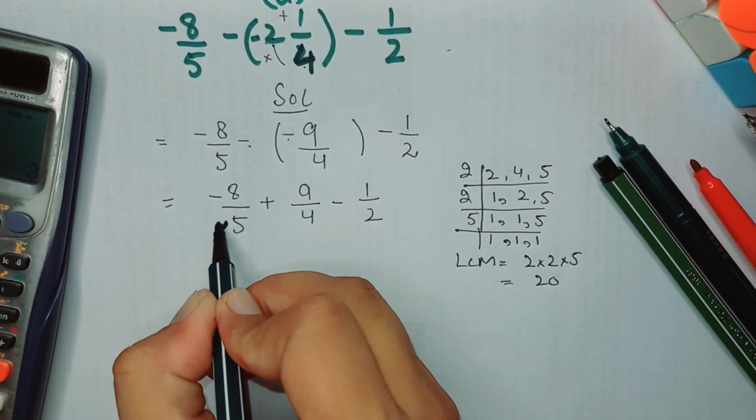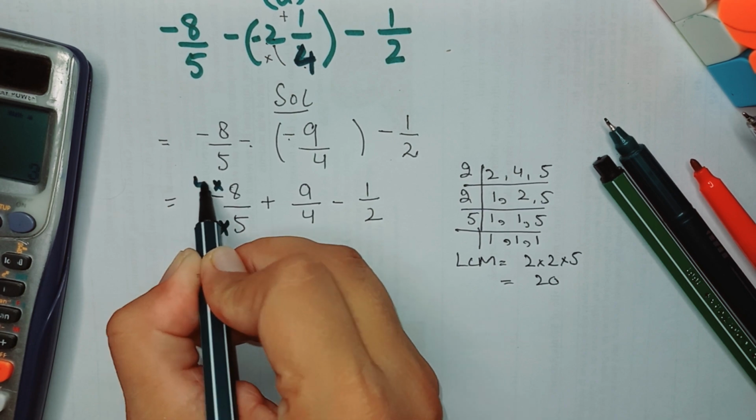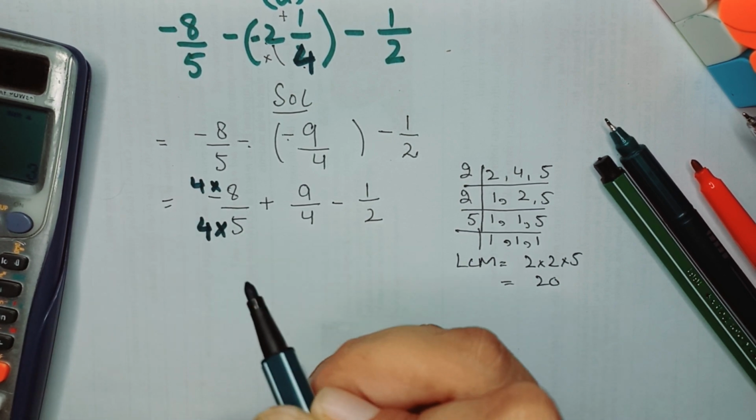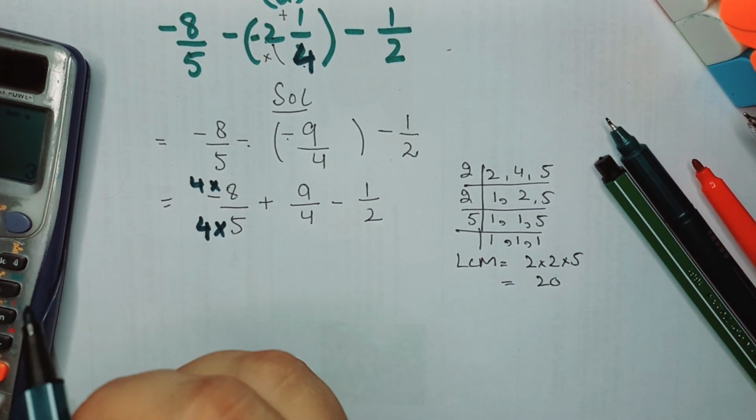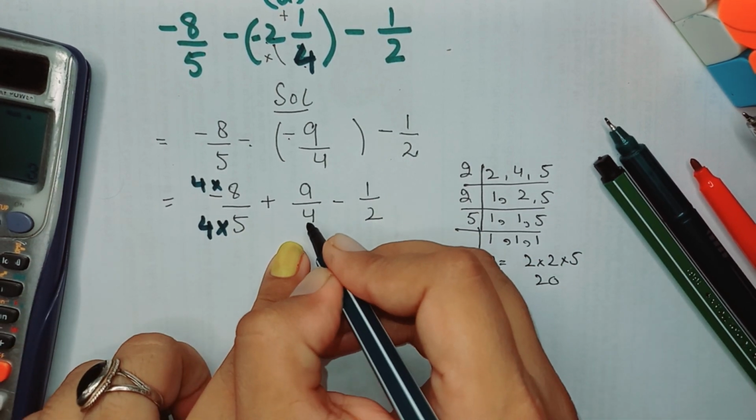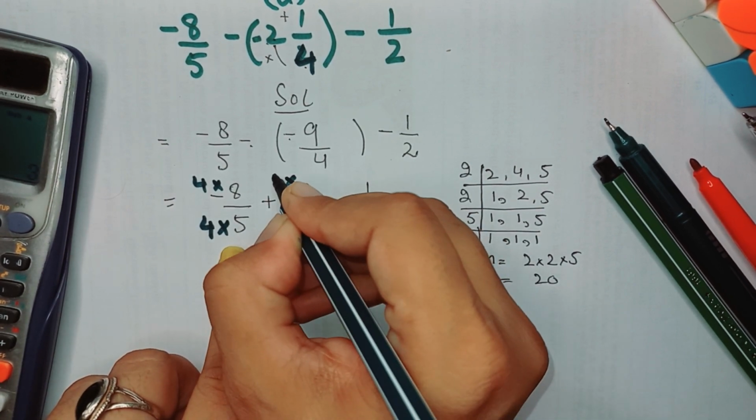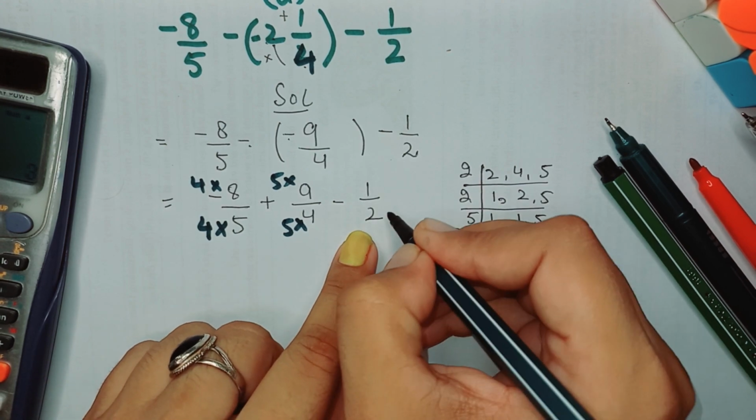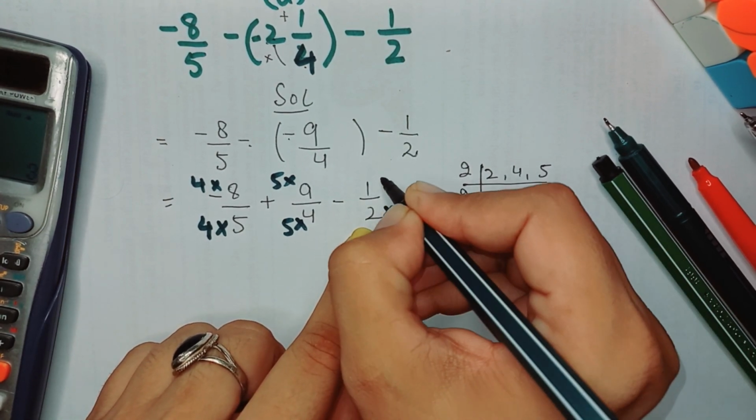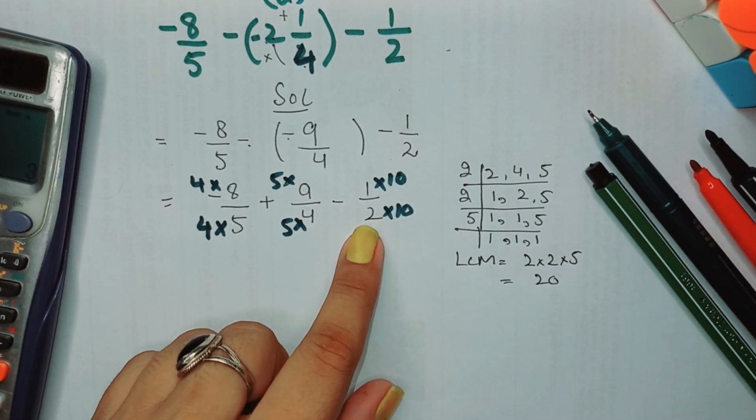I can make it 20 by multiplying by 4. Dear students, you also have to multiply the numerator by the same number to get the equivalent fraction of 8 by 5. Similarly, to make it 20, you have to multiply by 5, so its numerator is also multiplied by 5. Now here you have to make it 20, so you will multiply it by 10. So here also you have to multiply it by 10.